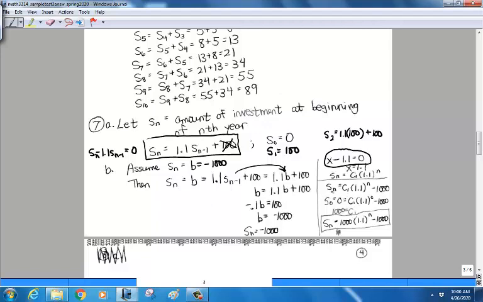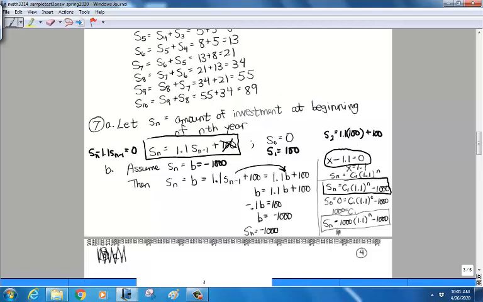So we have S sub n is equal to some constant times 1.1 to the nth power minus this 1,000. Remember this minus 1,000, which came from our assumed solution to the non-homogeneous recurrence relation. That is the solution that we're looking for. The only thing we have to do to finish this off is figure out what the constant C sub 1 is, and you can do that by substitution.